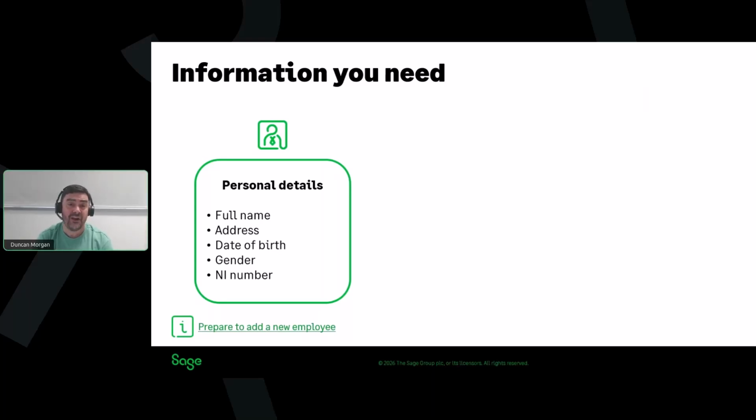Now, if you don't have the NI number, you can leave it blank, and the system will apply a temporary NI number, which will not be included in submissions to HMRC. But it's important not to make any of this information up. You do need to provide accurate personal details. So always check an official document such as a passport for this information.